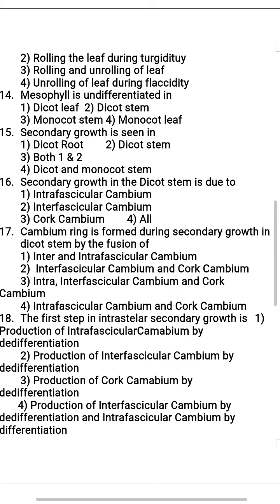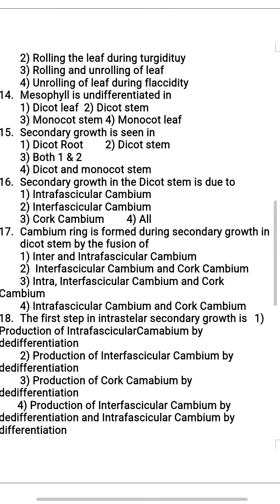Is it clear? Then let's move to the 16th question. Secondary growth in the dicot stem is due to, let's see the options. First option, intrafascicular cambium. Option 2, interfascicular cambium. Option 3, cork cambium. Option 4, all of the above. The correct answer is option 4, all of the above. It means options 1, 2, and 3.